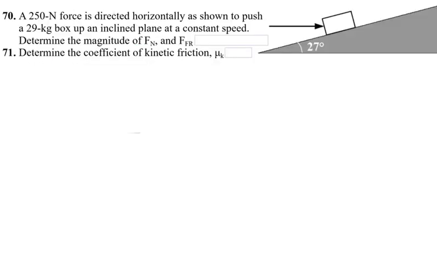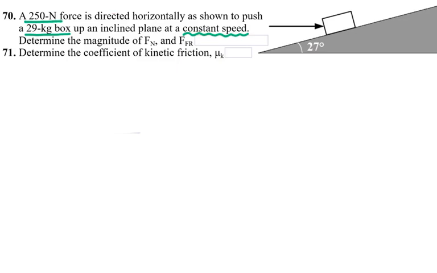Here's another example. A 250 Newton force is directed horizontally as shown to push a 25 kilogram box up the incline at a constant speed. Determine the magnitude of the normal and the friction forces. Determine the coefficient of friction, mu kinetic friction. So the mass of the box is given. This is 25 kilogram. The force that is acting is 250 newtons, and the constant velocity. So constant velocity is important.